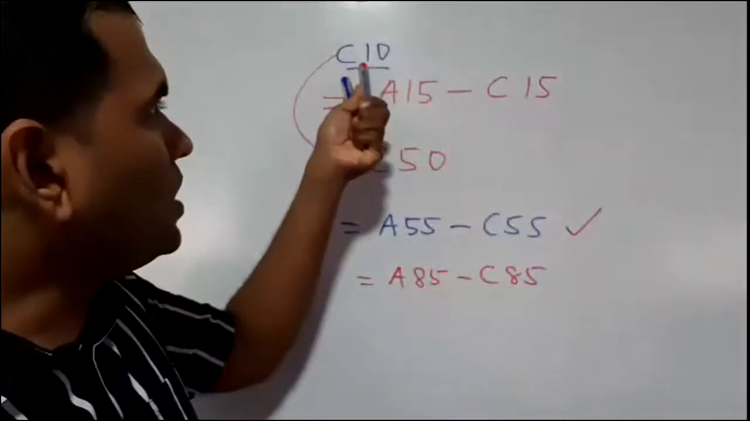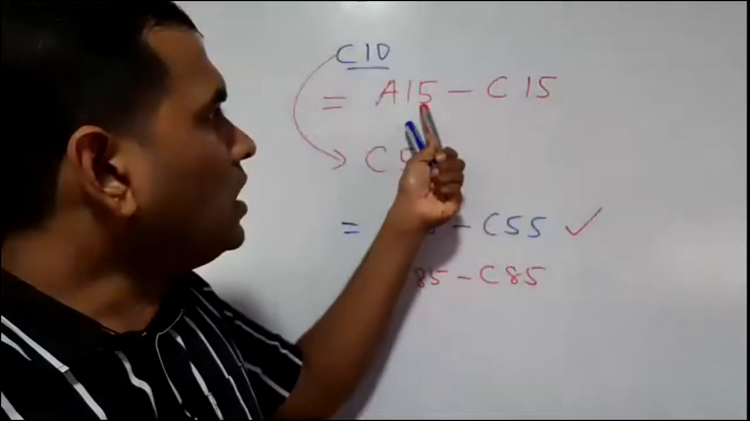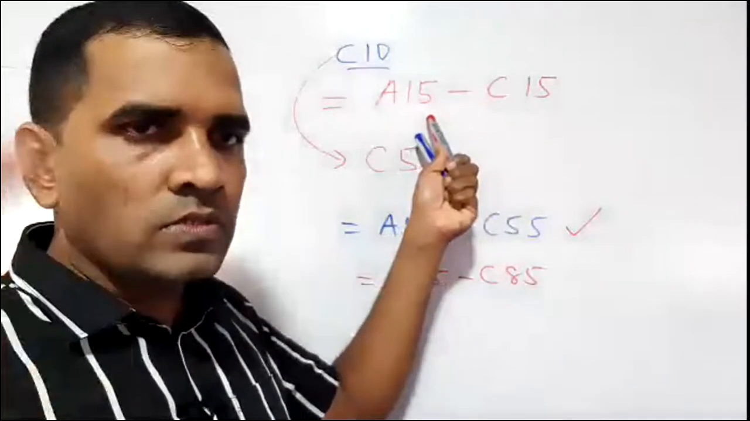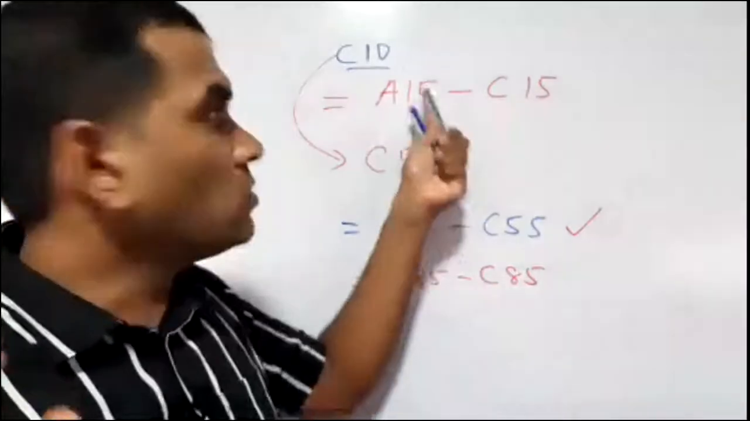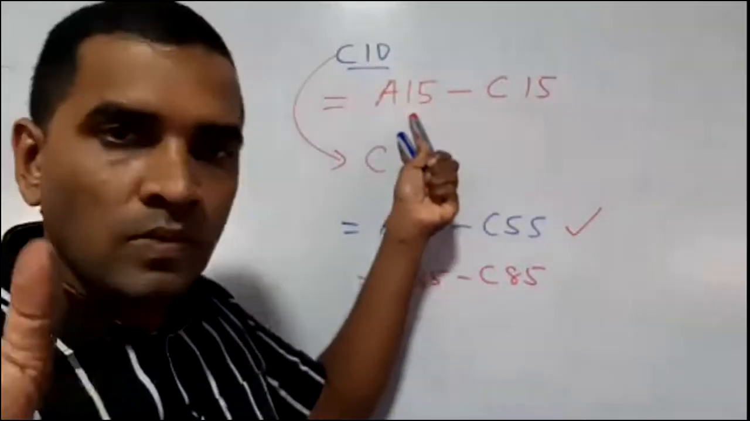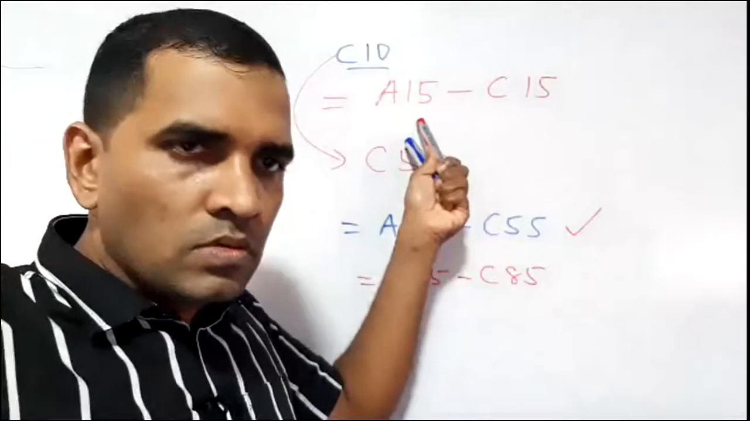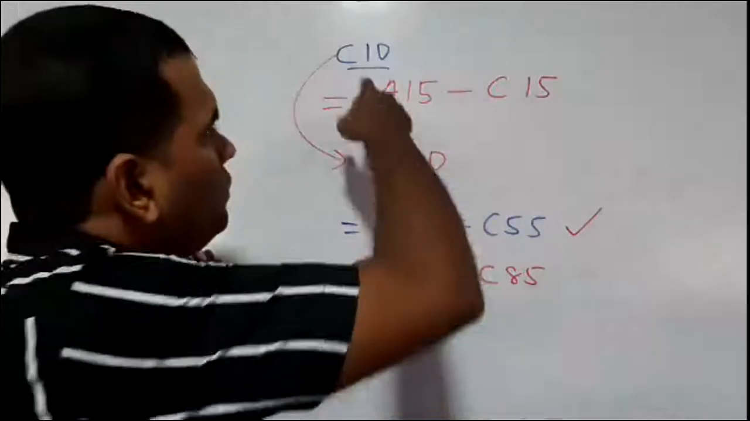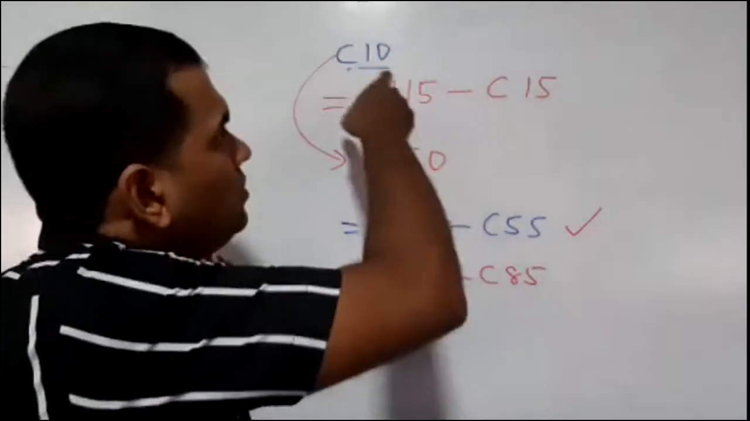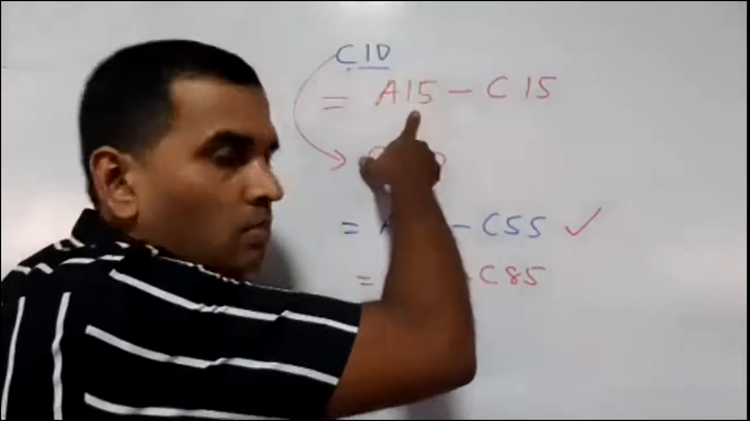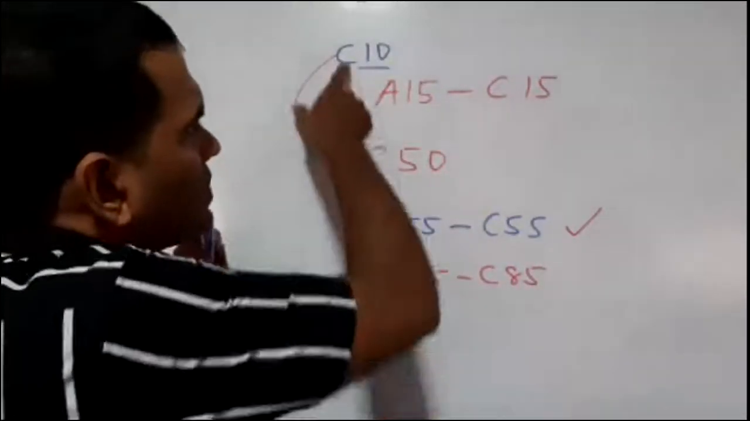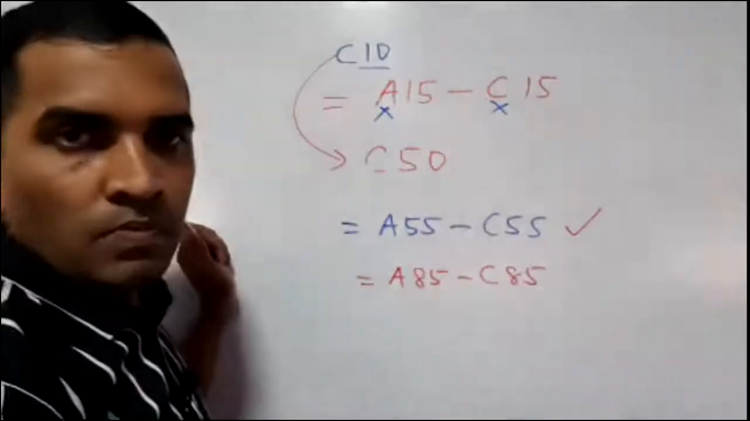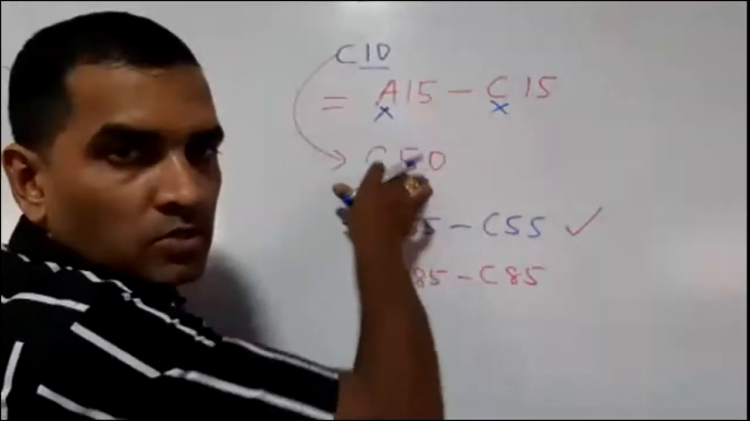So here, when you are in C10, this is A15, this is C15. Which means 5 rows increased. So here you are in C10, but this has 15. So it is 5 more. So here also 5 more. But now we will be in C50. Note one thing, you are in the same column. Column will not be changed. Row is the one which has to be changed because you are changing the row.